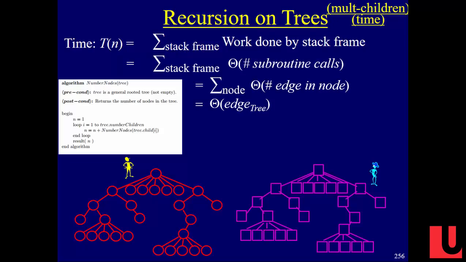So what are we summing up? Well, each edge gets counted once. In fact, we're counting the top end of the edge. We're counting it once, so the work is the number of edges in the tree. But now, how many edges are in the tree? Well, let's turn it around. Let's count the bottom end of the edge. Each node only has one parent, so this is the same as the number of nodes in the tree, which is order n.